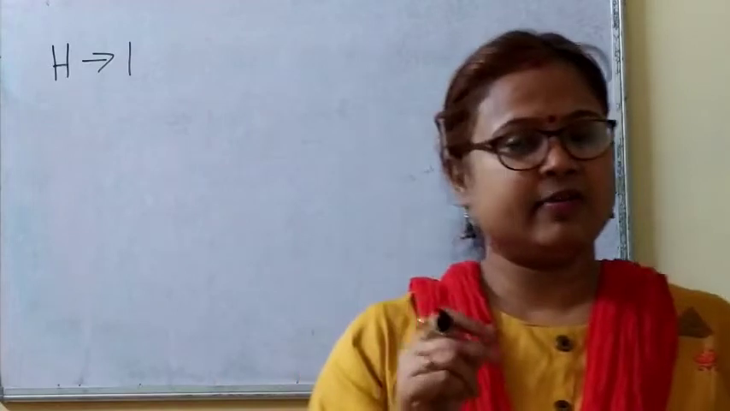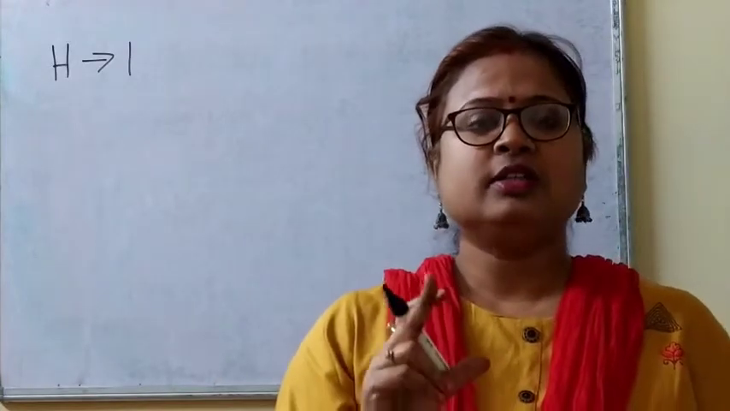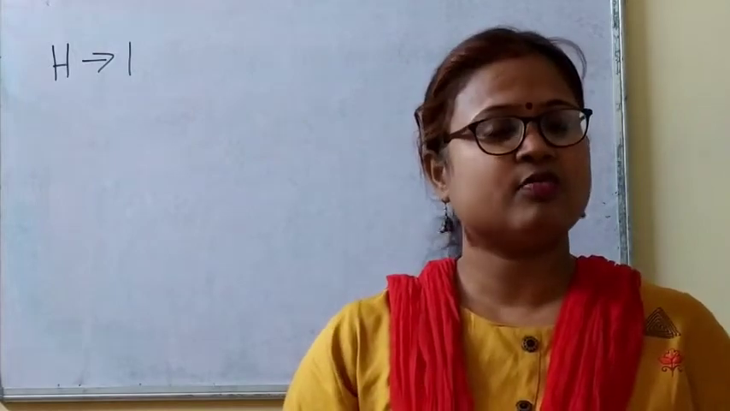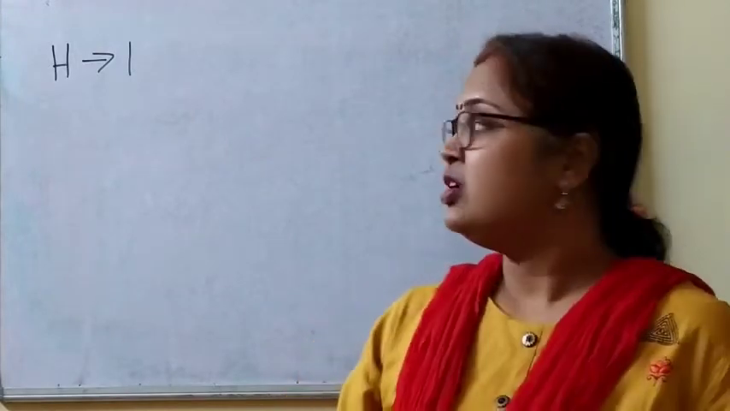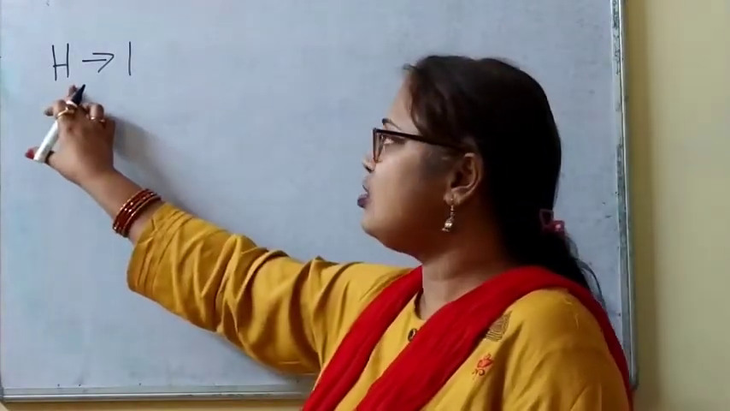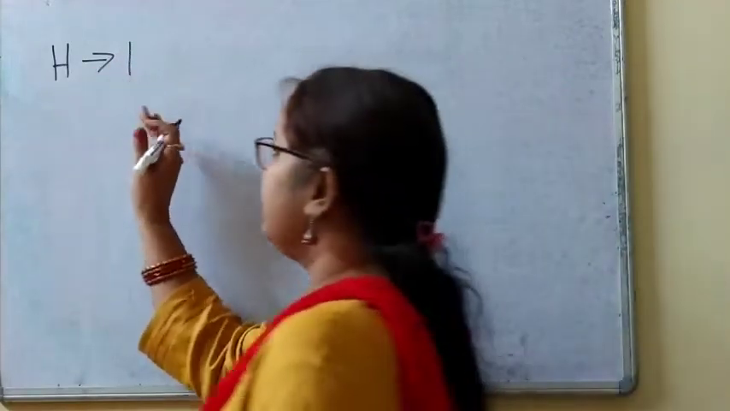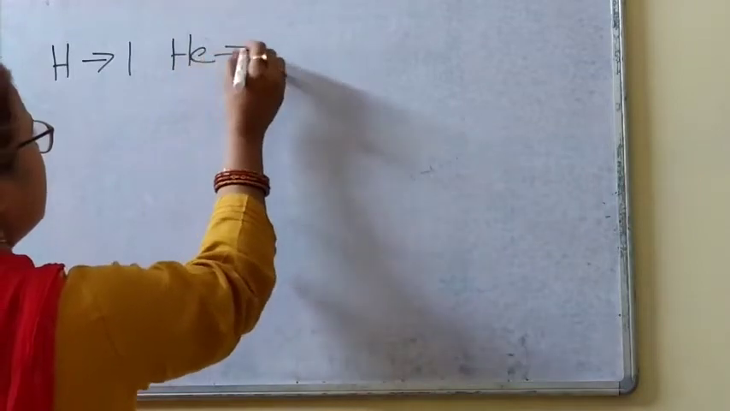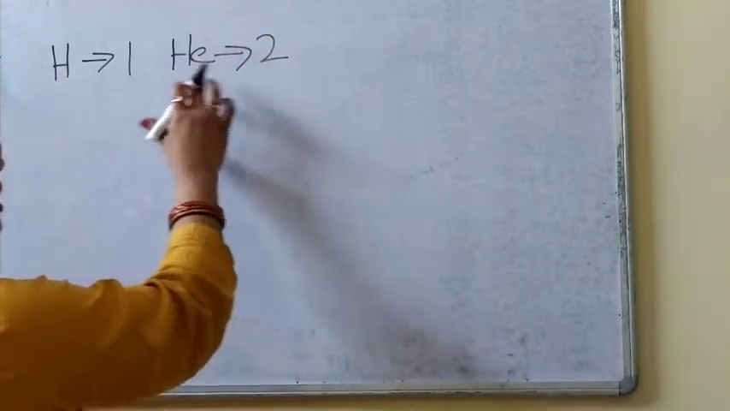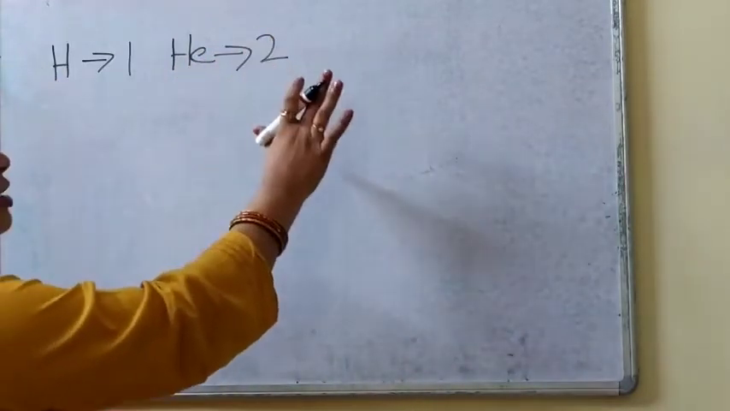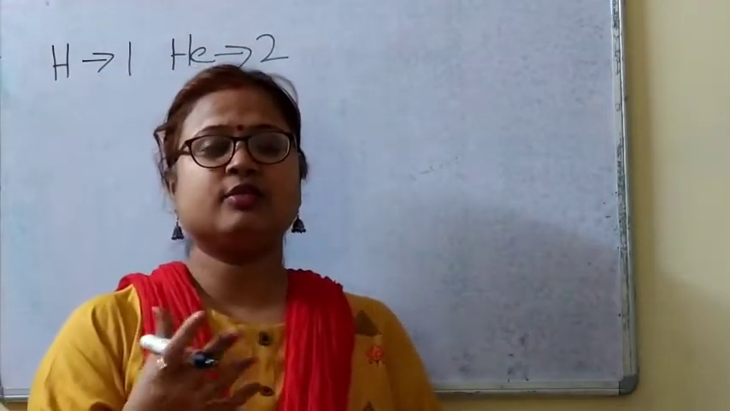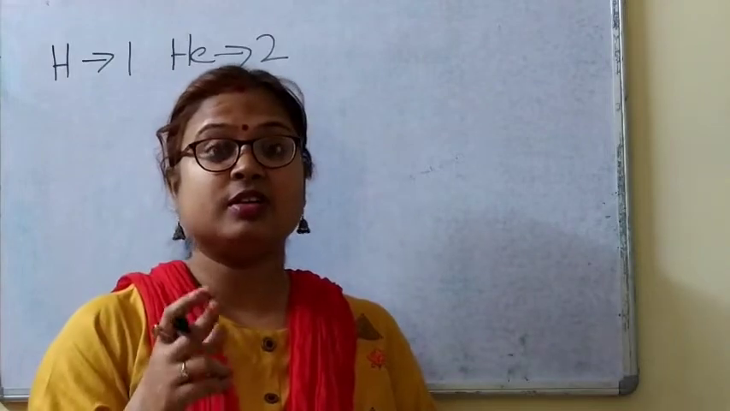What is valency? I have explained it in my earlier video also. The combining capacity of an element is called valency. Clear? Means valency of hydrogen is 1. Next one is helium. Atomic number of helium is 2, and the valency of helium is what? 0. It is not 2.